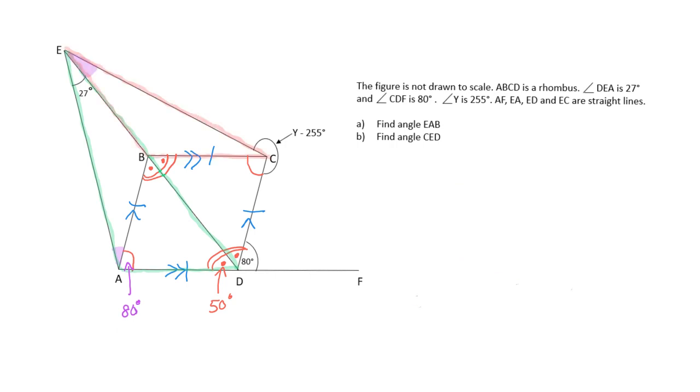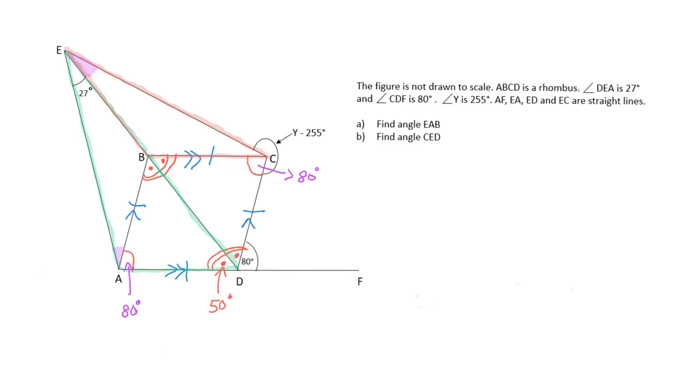Moving on to question B, we need to find angle CED, which I have highlighted here in purple. So I'm going to use triangle EBC, which I have highlighted in red, to find the angle. Since angle Y is equal to 255, and since opposite angles in a rhombus are equal, we know that angle BCD is equal to 80 degrees. So this will be 80 degrees.